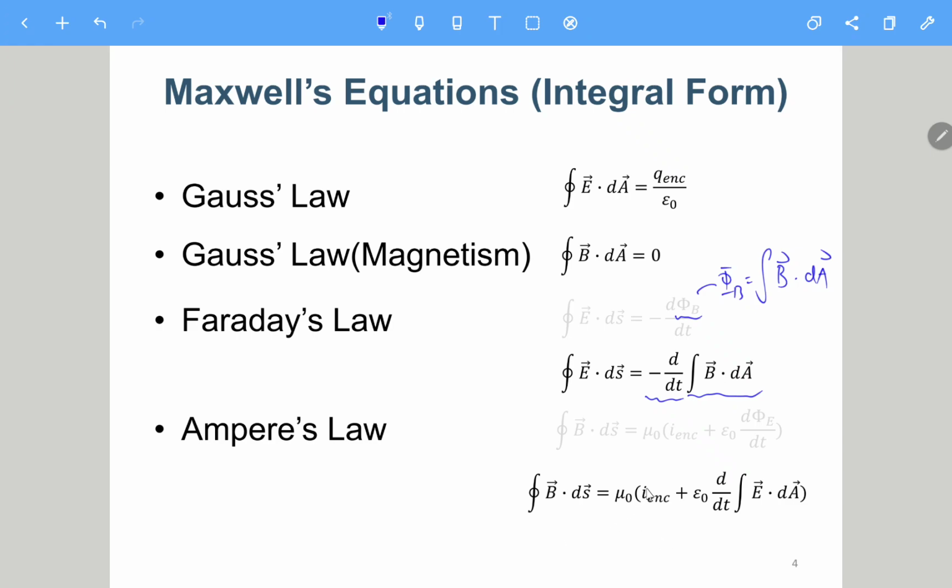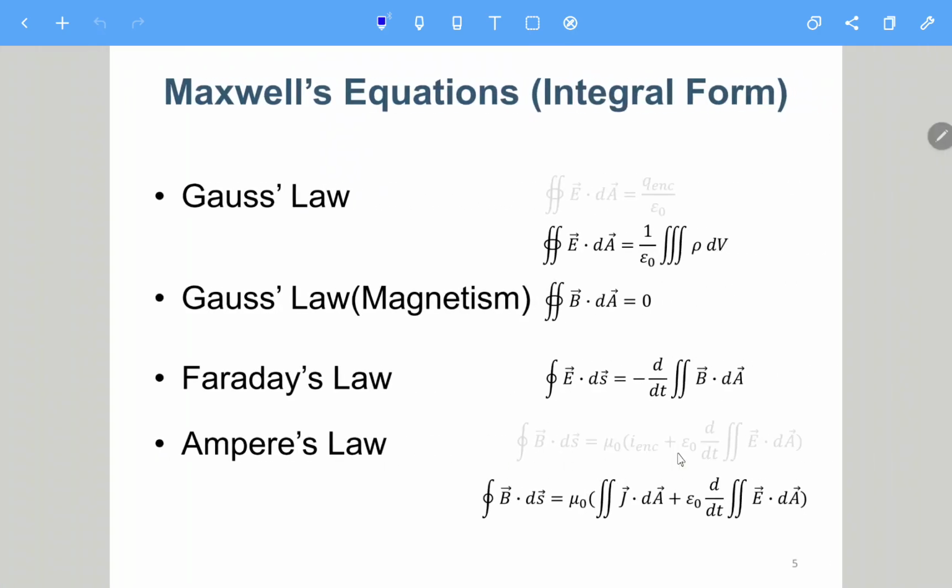Okay, so here we also try to rewrite this phi E to be the integration of E dot dA. Nothing special. We just write out the definition of phi B and phi E to make it like this and this. Okay, so this is the first step.